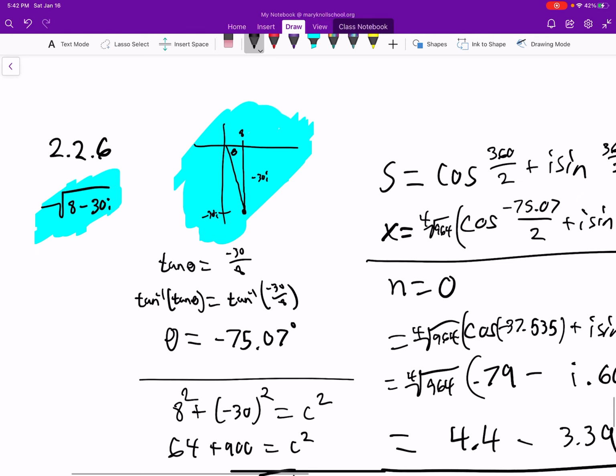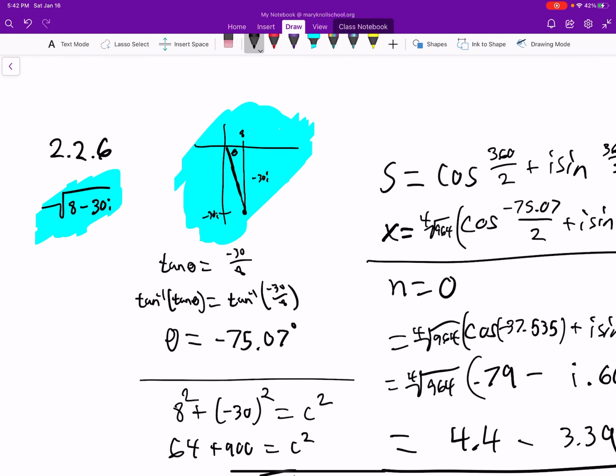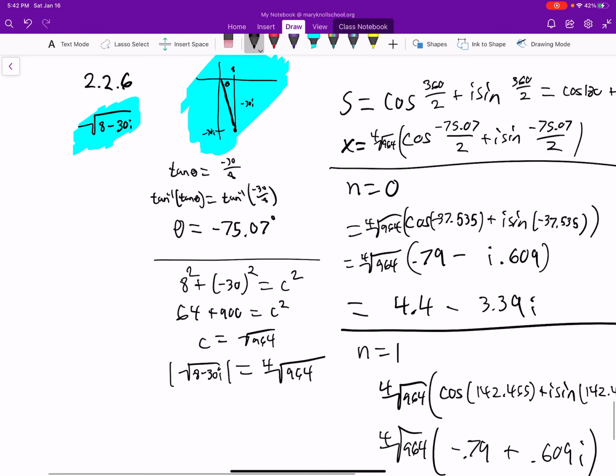So we're looking here, this value here, but when we find it, remember, we're looking for the magnitude. Okay, so when we find that, we found the magnitude of 8 minus 30i, right? It's right here. But if we want to find the magnitude of the square root of 8 minus 30i, we got to take the square root of that.